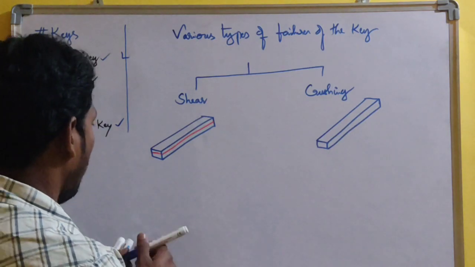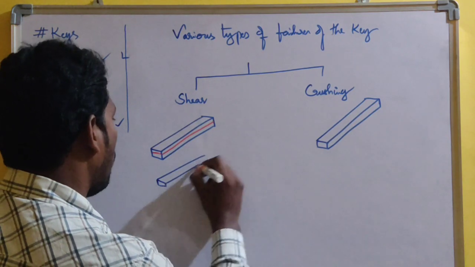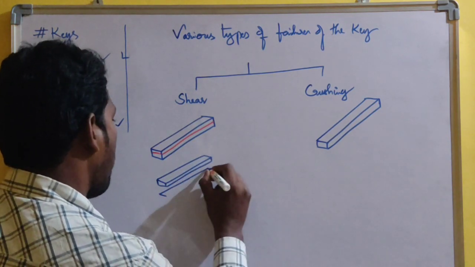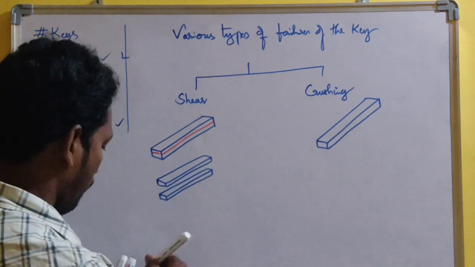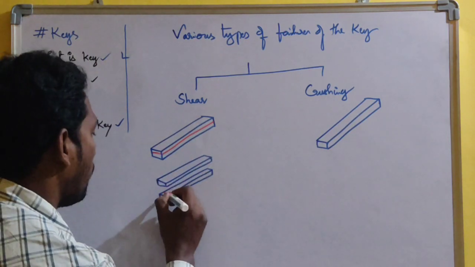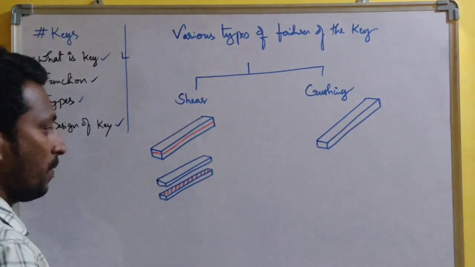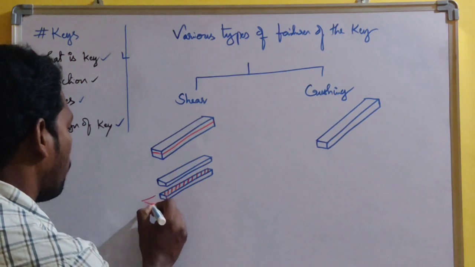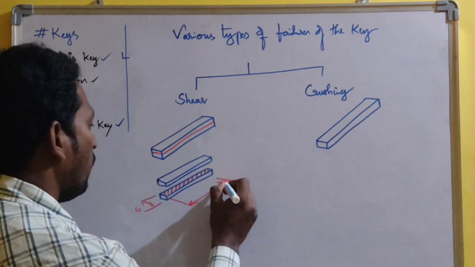I will show separately here. The key may fail like this. The key may shear off at exactly the center. This is the portion at which the failure takes place. So here the dimensions are: this one is width W and this length is equal to L.